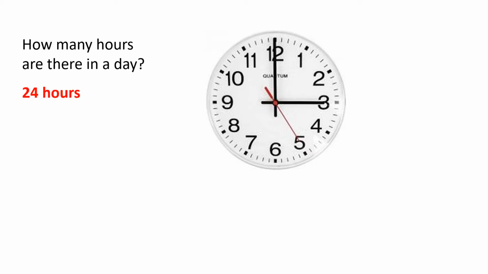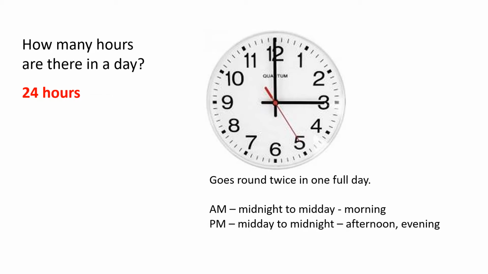There are 24 hours. So that means that the hour hand, the shorter hand, goes round the clock twice in one full day. It goes from AM, from midnight to midday, and then for PM goes from midday right back round to midnight. So the AM is 12 hours long and PM is 12 hours long.